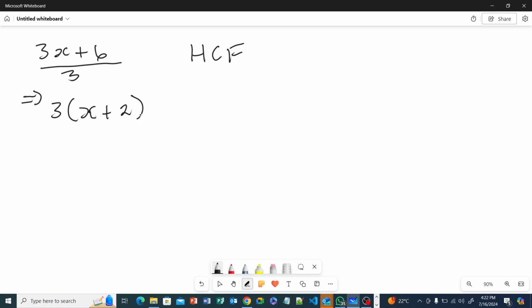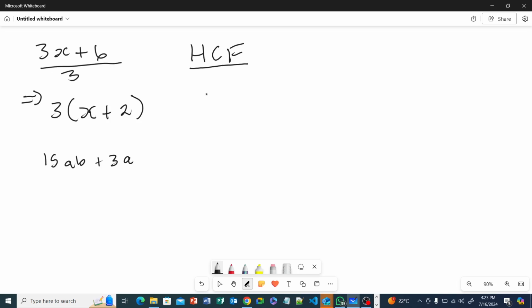Now let's say you have 15ab plus 3a. So let's say you have this equation. Remember your aim is to find what we call the highest common factor. So what is the highest common number between 3 and 15? If you look at all the factors of 15, you'll realize that the highest common between 3 and 15 is 3.